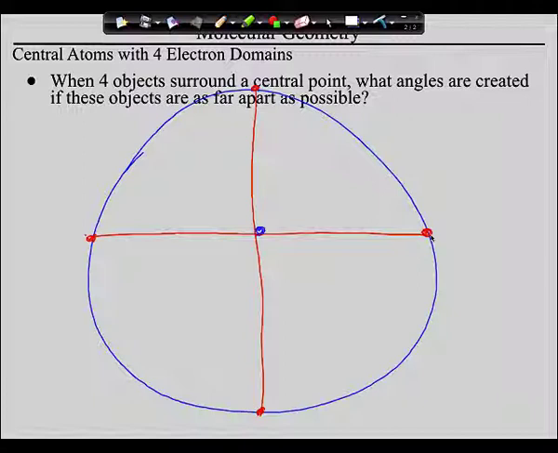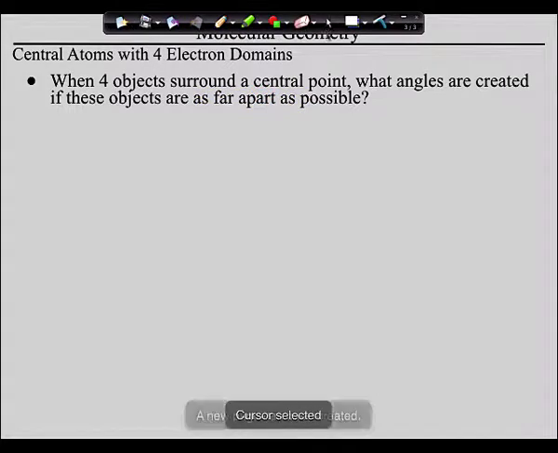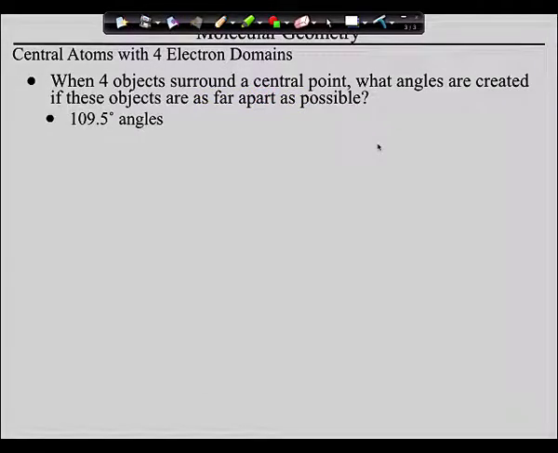Is it smaller or larger than 90 degrees? It's larger than 90 degrees, right? And so, guys, we actually know what that angle is. And you know that I already accidentally put it up. But that angle is actually 109.5 degrees. And you'll notice that there's a place for you to write that down right there where it says angle. So, guys, the idea is this. If you have 4 objects, if you have 4 domains, and they are spread out as far as they possibly can, just like we did with the bubble juice, the angles that they form are not the 90-degree angles that they would be in 2 dimensions. In 3 dimensions, they're actually 109.5 degrees.